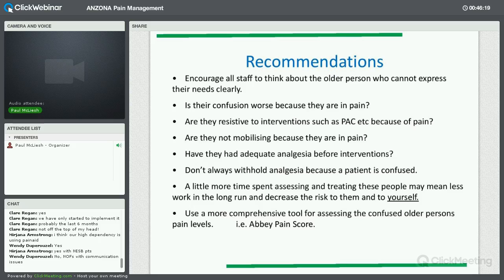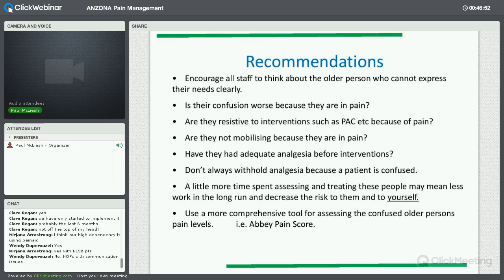Make sure we give them adequate analgesia before the interventions. So many times I've seen people give someone some subcut morphine, and then 2 seconds later they're trying to get them out of bed. You've got to let that work and give it adequate time. Don't always withhold analgesia just because the patient's confused. I guess the thought process sometimes is that it'll make the confusion worse, and that's a reasonable consideration, but at the same time it might be working the other way around. So just consider that for your patients as well.